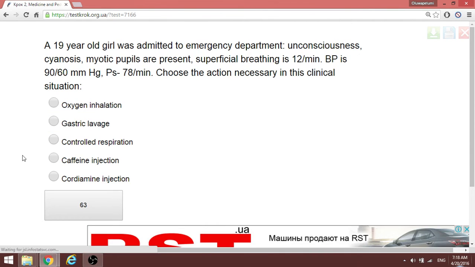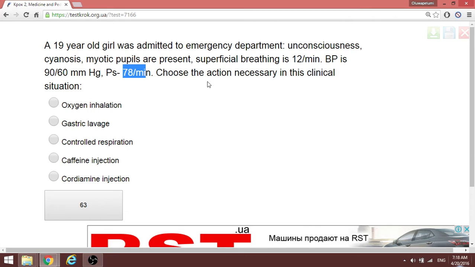Alright. We're having a 19-year-old girl admitted to the emergency department unconscious. This is cyanosis, with superficial breathing per minute. Okay, it's a little bit low. Blood pressure is 90 to 60. Patient going into shock, normal. What action is necessary in this situation?